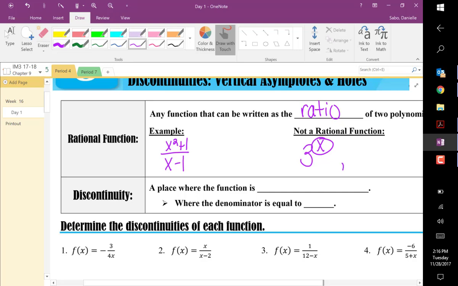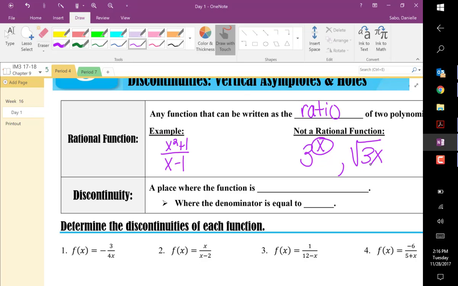Okay, another one that would not qualify. There are only 2 that won't qualify. Something like a radical 3x. So if you see a radical or an exponent, that's not a rational function. Those are irrational. Well, one of them is. So those 2 things would say, I'm not rational, if you saw either one of them.